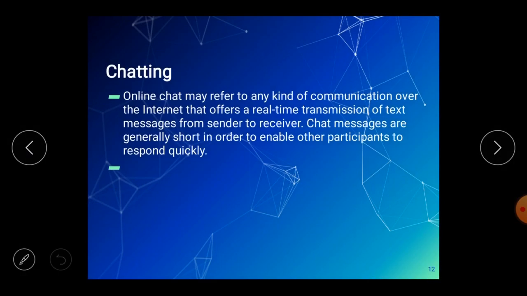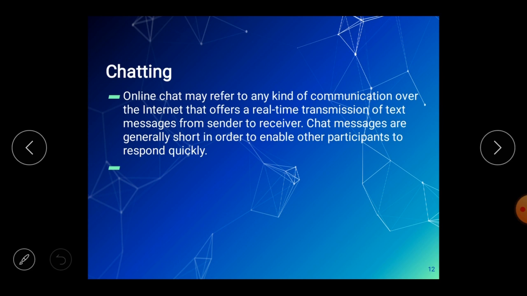Now the next topic is chatting. What is chatting? You are all familiar with the term chatting. Chatting is a sort of communication over the internet. When we are sending and receiving data, the chat messages are very short, so that you can easily communicate with one person on the internet, and you can send and receive important points and important topics in less time.